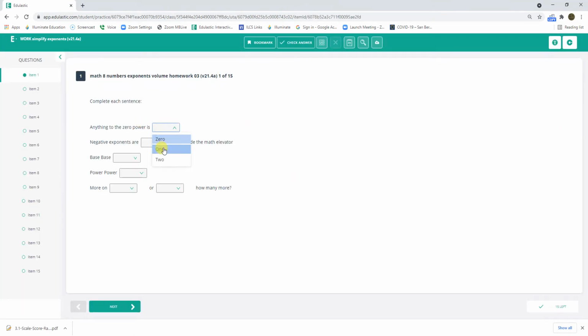Anything to the 0 power is 1. Negative exponents are tickets to ride the math elevator. Base, add. Power, multiply. More on top or bottom. How many more?